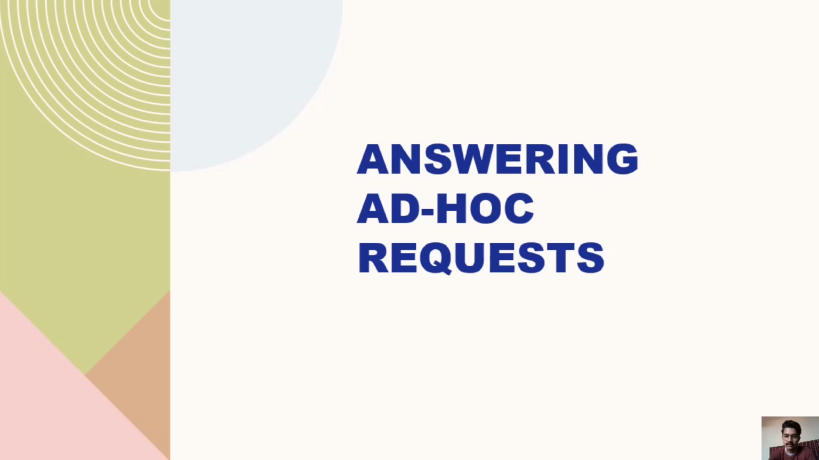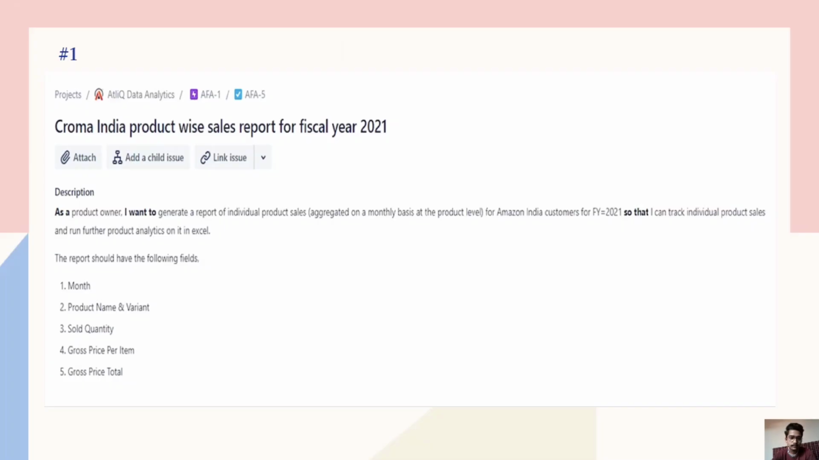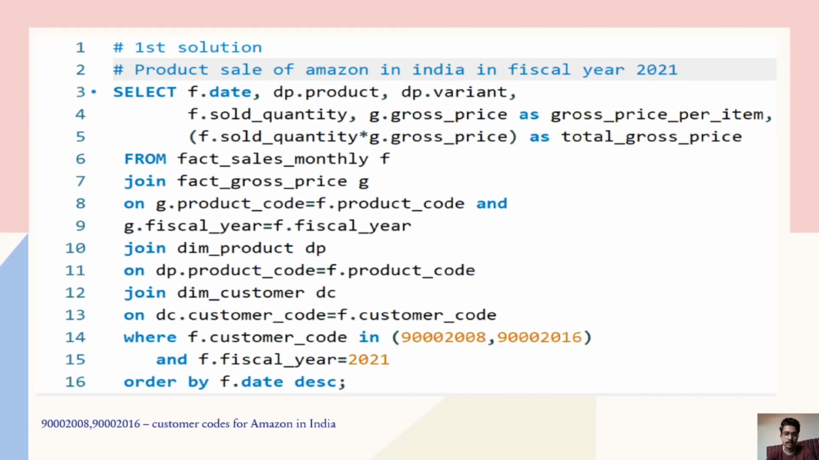So starting with answering the ad hoc requests, the first one: they want an aggregated table for the Amazon India customer for the financial year 2021. In that table, they want month, product name and variant, sold quantity, gross price per item, and gross price total. So this is the solution for the first request.